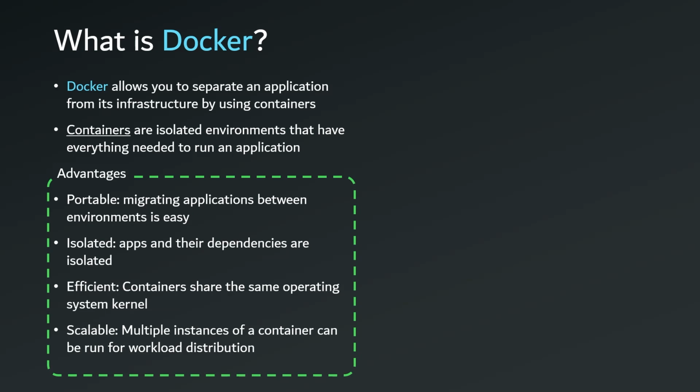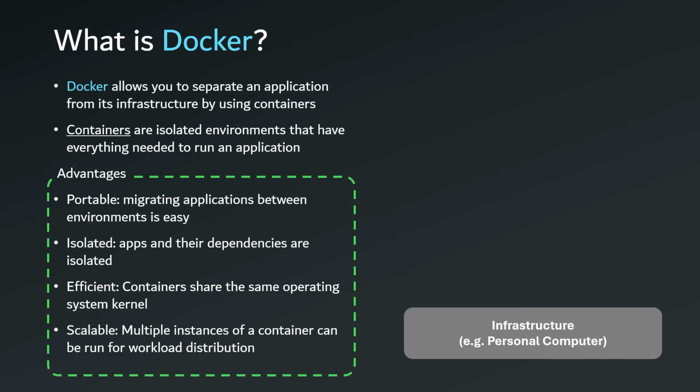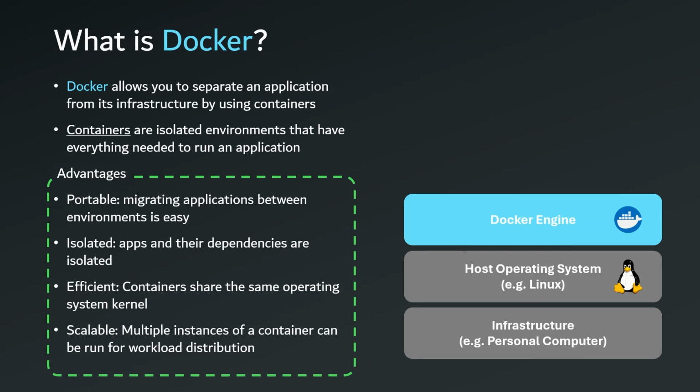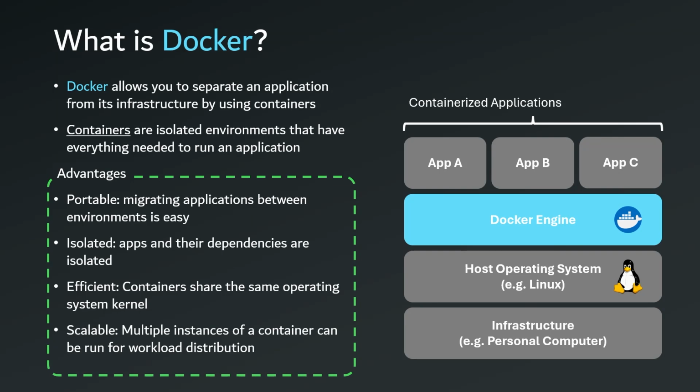In general, when we run an application, we first need some infrastructure such as a personal computer or a web server. On top of the infrastructure, we usually have some sort of operating system that allows us to execute the applications. On the operating system, we then have the Docker engine, which allows us to containerize applications and also run them. And so running on top of the Docker engine, we have the containerized application.